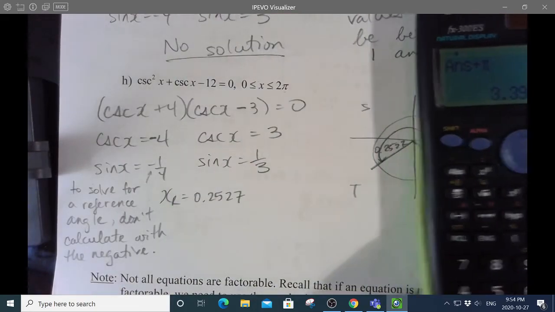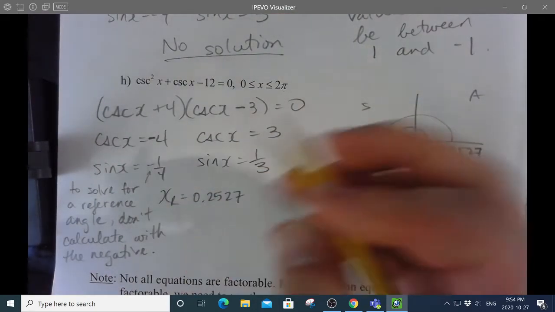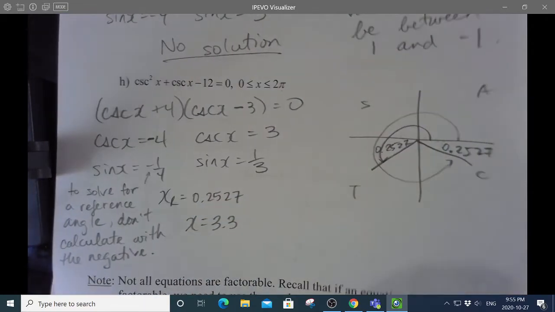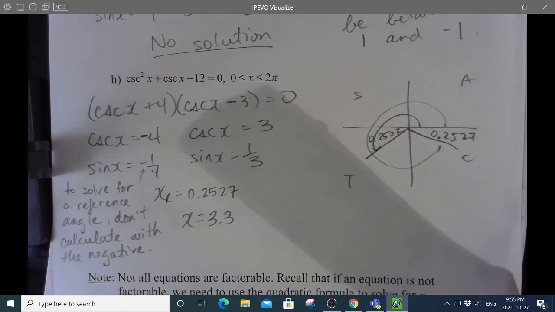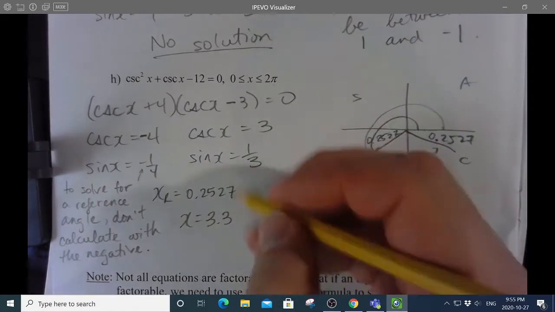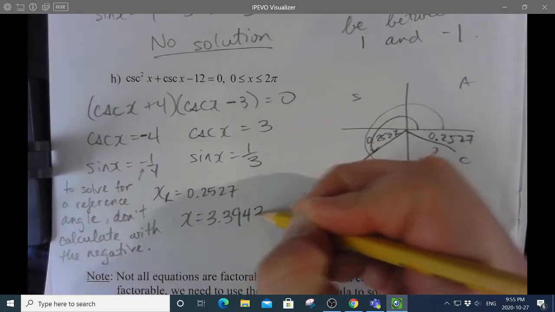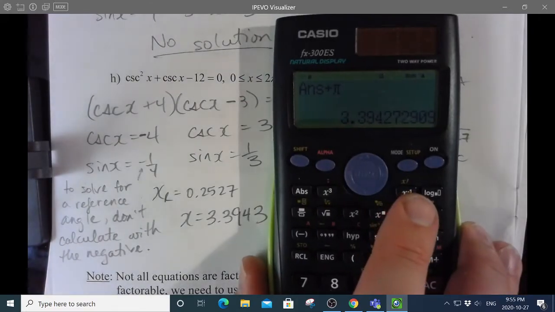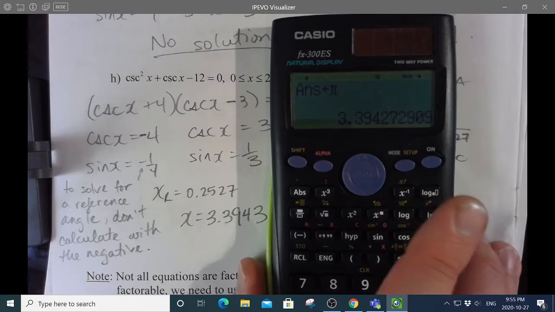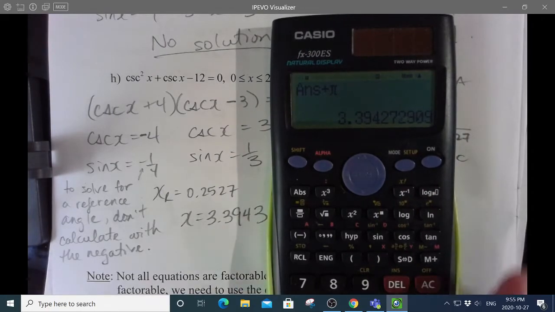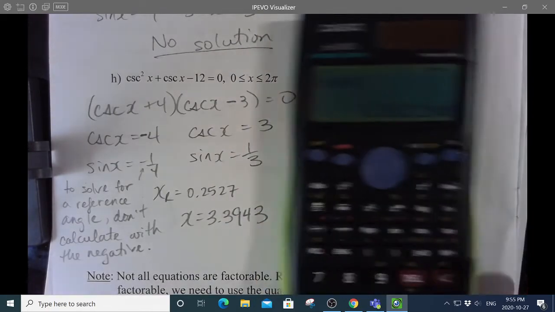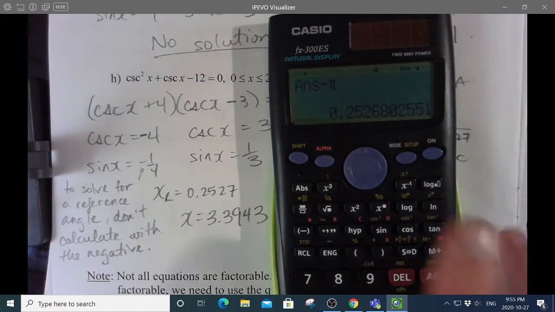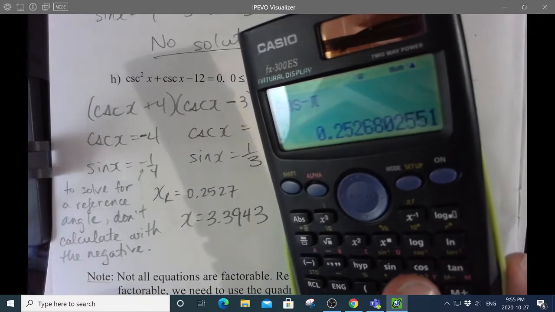So that's 3.39. So one of my answers is 3.3. I'll go to a couple decimal places. 3.943, there, go to 4 decimal places. 3.394, and then the 2 rounds up to 3. Okay, now that's one answer. I'm going to minus that pi again, so that I start at my angle that I started with, 0.25268.